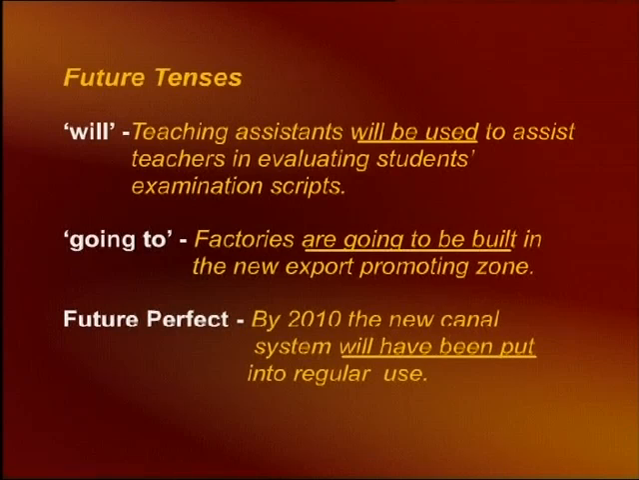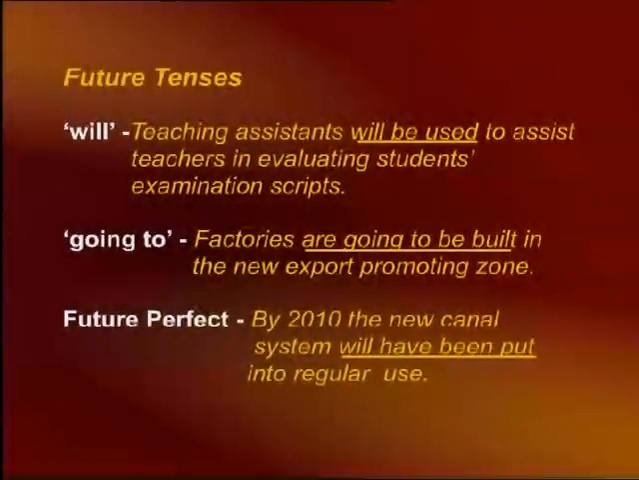Another one. Factories are going to be built in the new export promoting zone. Are going to be, the going to form, which is the future. And the future perfect. By 2010, the new canal system will have been put into regular use. Will have been put into regular use.